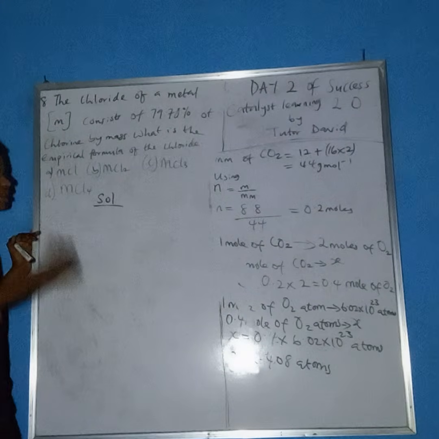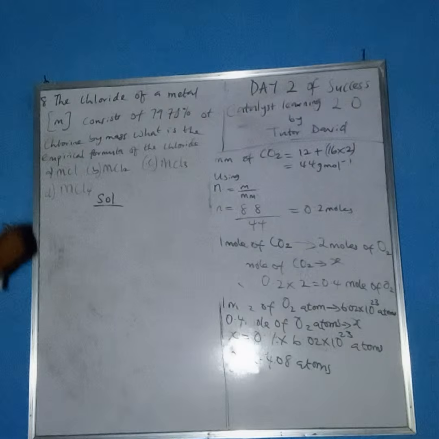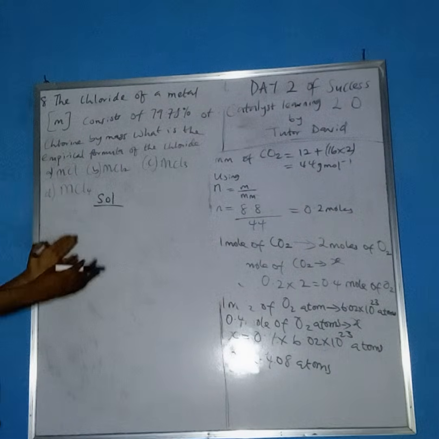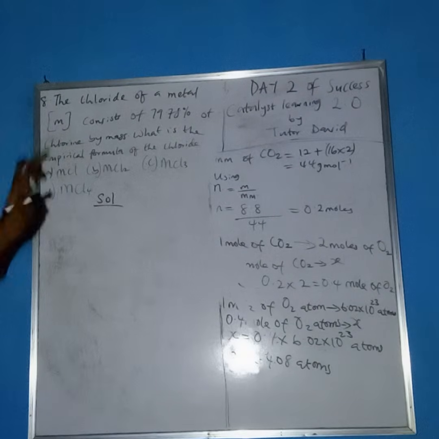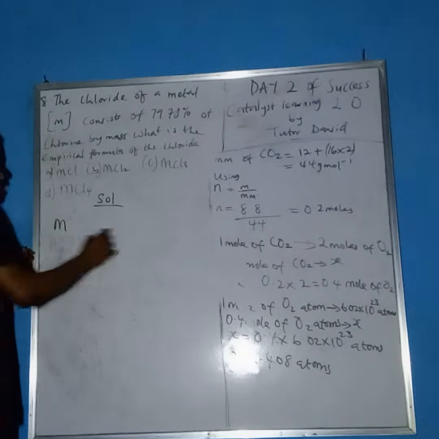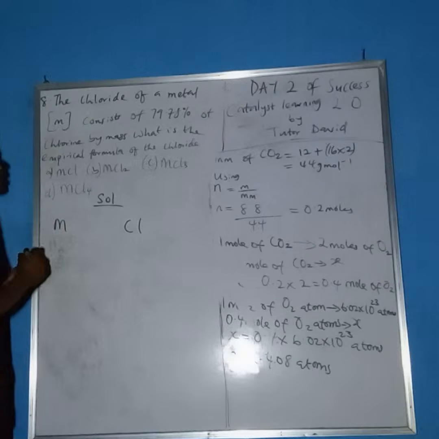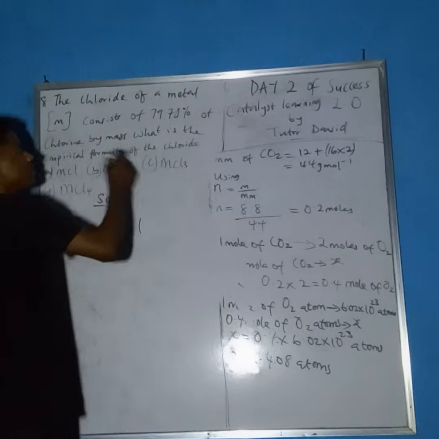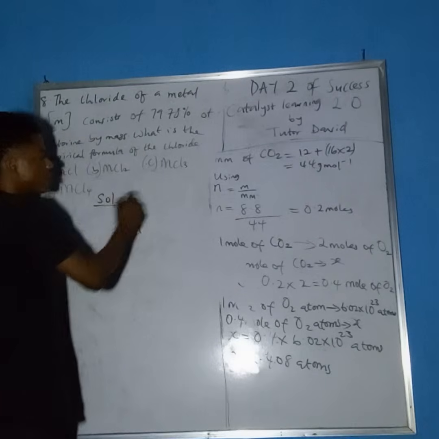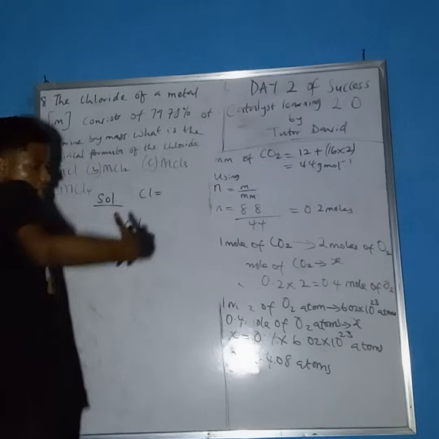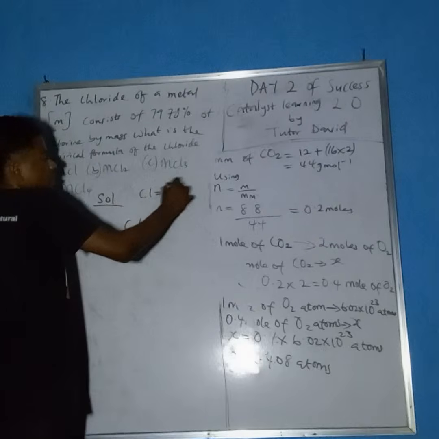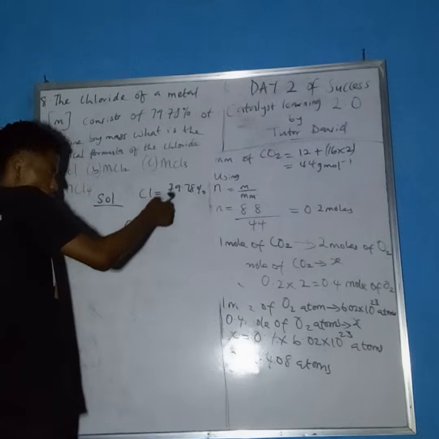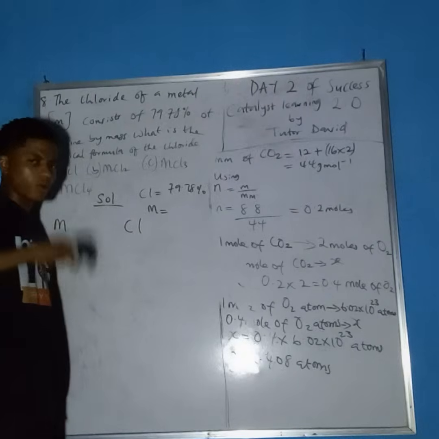To solve for the empirical formula, they said the chloride of a metal, and the metal is denoted M. So let's say this is M, and this is the chloride. They gave the percentage by mass of chlorine as 79.78%. But they didn't state the percentage by mass of the metal.